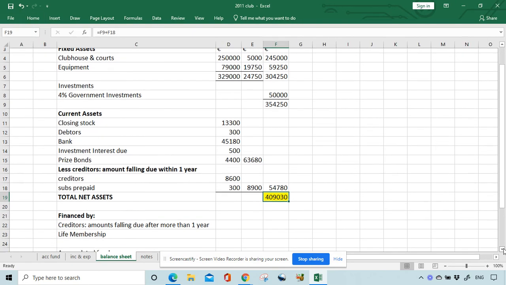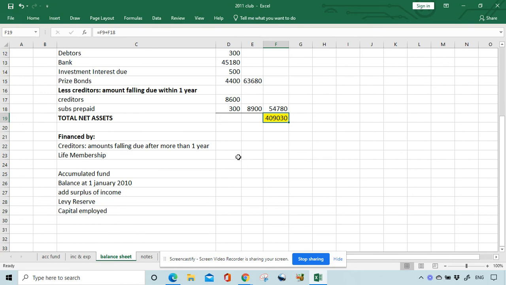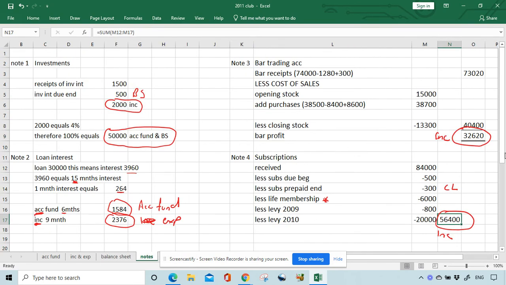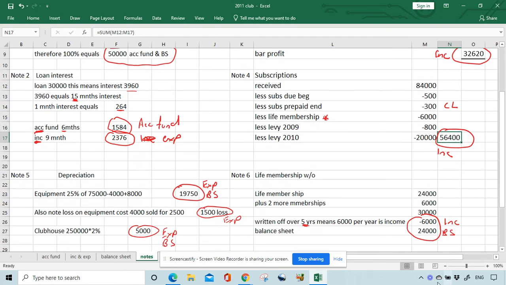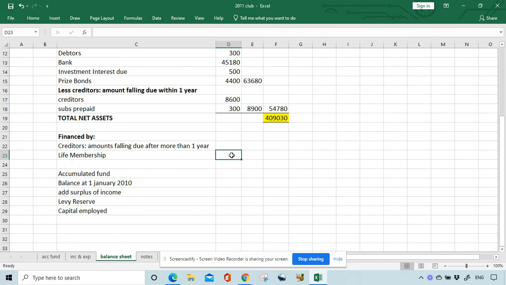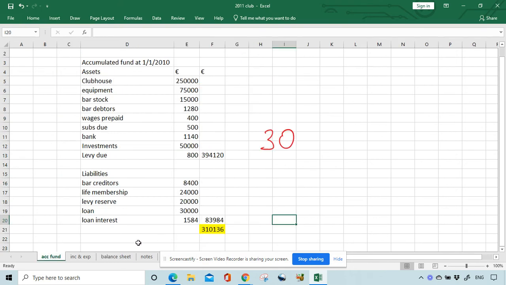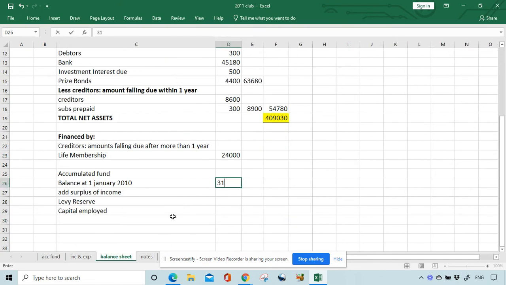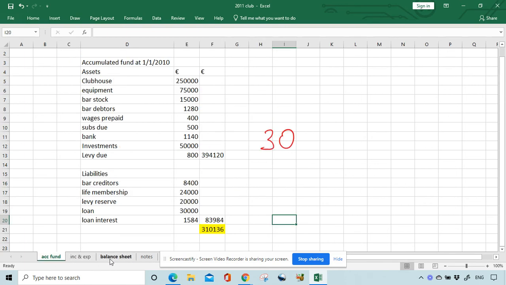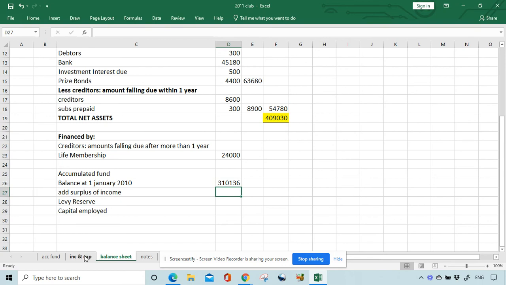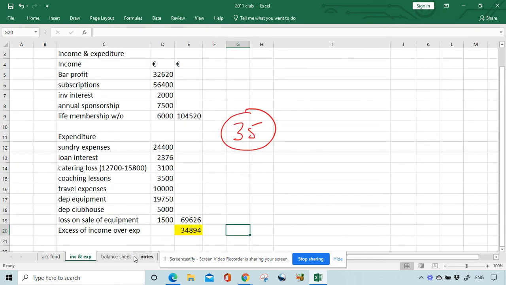So let's balance it off. Life membership we worked out from the notes. Remember, life membership is 24,000 because we had to write off. So 24,000. Our accumulated fund at the beginning, we look at 310,136. Our surplus of income is 34,894.